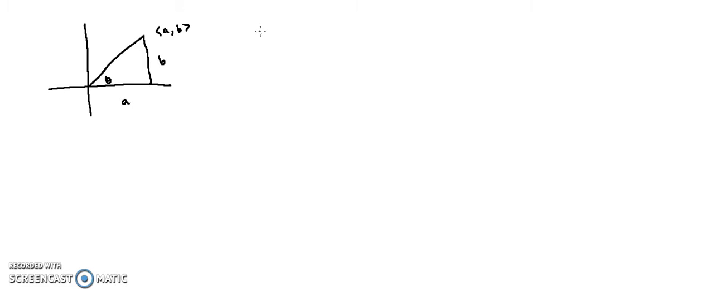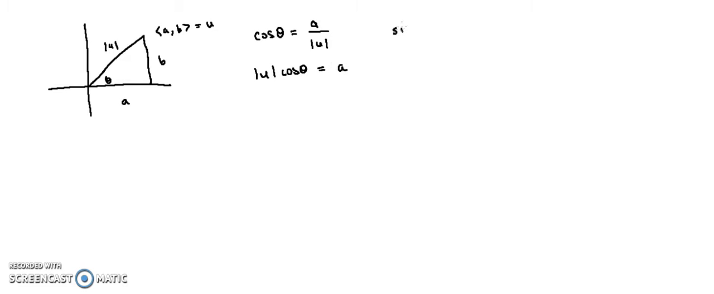then A, well, let's say it this way. Cosine of theta is going to be adjacent over hypotenuse, and we know the hypotenuse is the magnitude of this vector u. So cosine of theta is going to be A over the magnitude of the vector. Or in other words, magnitude cosine theta is equal to A.